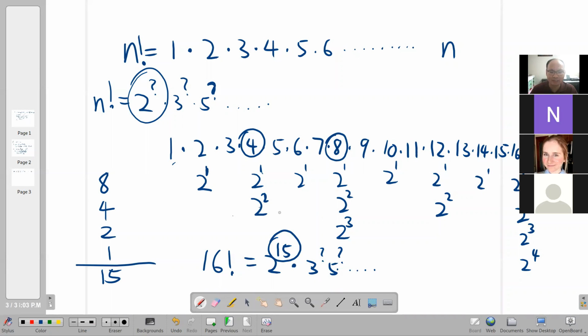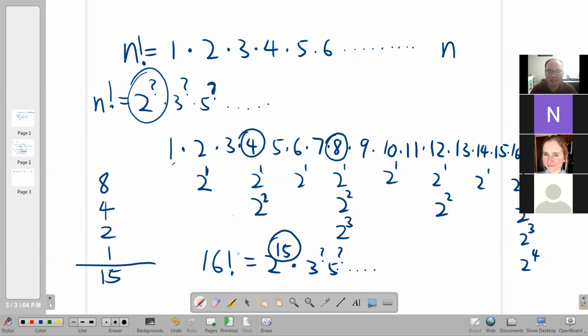This is kind of like a sieve, right? I look at 2 and then I look at all multiples of 2. I look at all multiples of 4, 8, 16. Every multiple of 2 gives me 1 power of 2. Every multiple of 4 gives me another power of 2. Every multiple of 8 gives me another power of 2. Every multiple of 16, 32, etc.